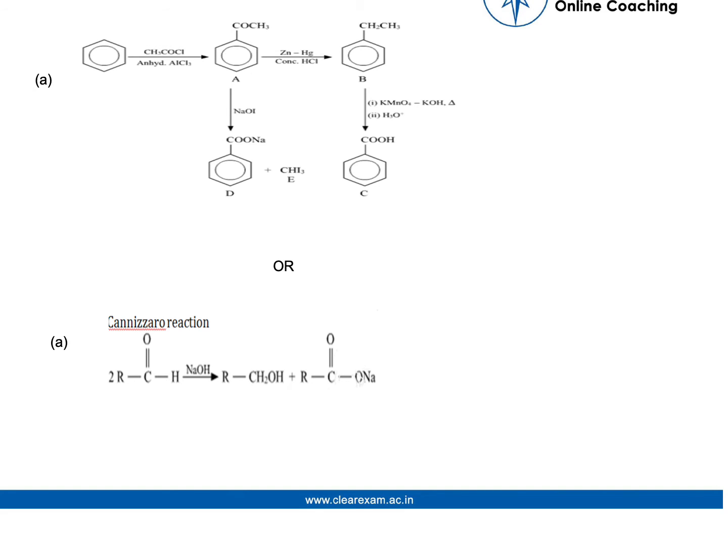And moving further, C6H5CH2CH3 reacts with KMnO4 and KOH, heat, and H3O+ to form C6H5COOH.